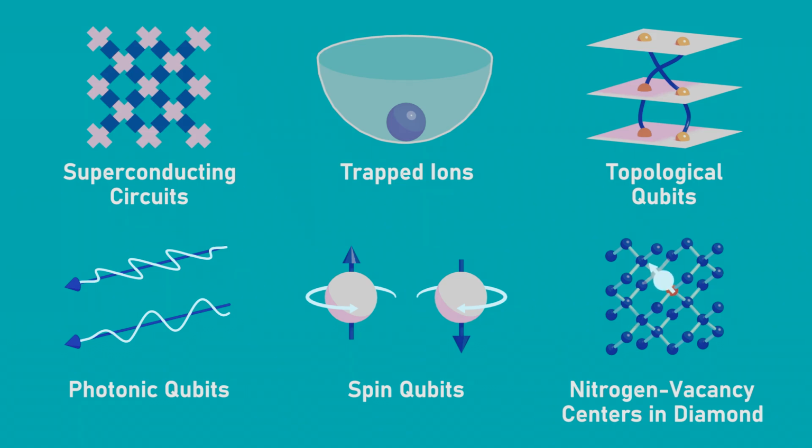Defects in diamond crystals can be used to create qubits. These are particularly noted for their stability at room temperature. Each type of qubit has its own advantages and challenges, and researchers are continually working to improve and find the best systems for building practical quantum computers.